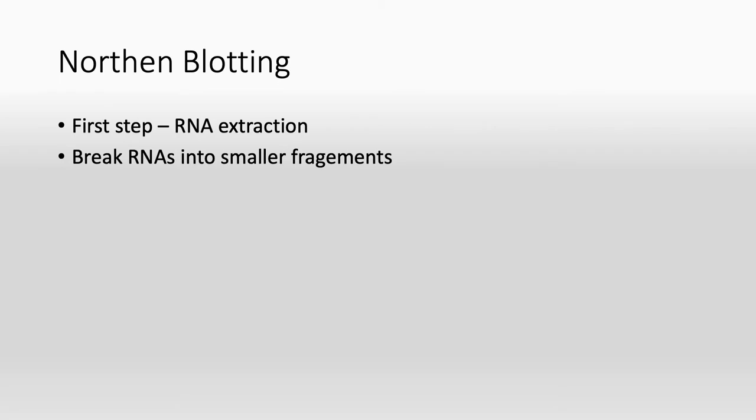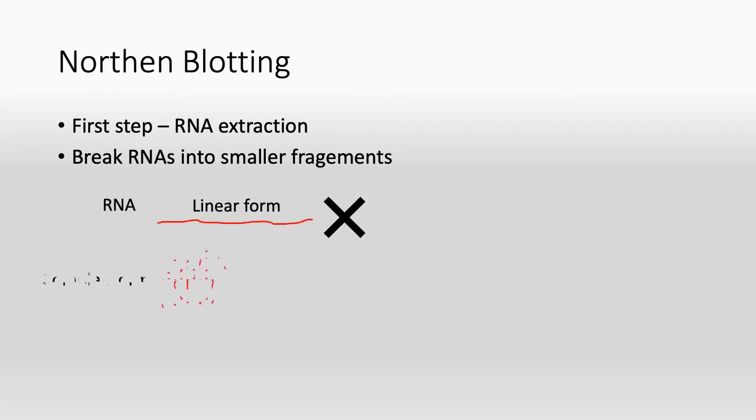Remember, that is what we do in northern blotting. The first step we do is to extract the RNA. Then we break those RNAs into smaller fragments, because RNAs tend to be present in complex secondary structure forms. Because they are single stranded, they have the ability to pair wherever they find a complementary region. So RNA never is present in a linear strand. They are always present in a very complex secondary structure form.